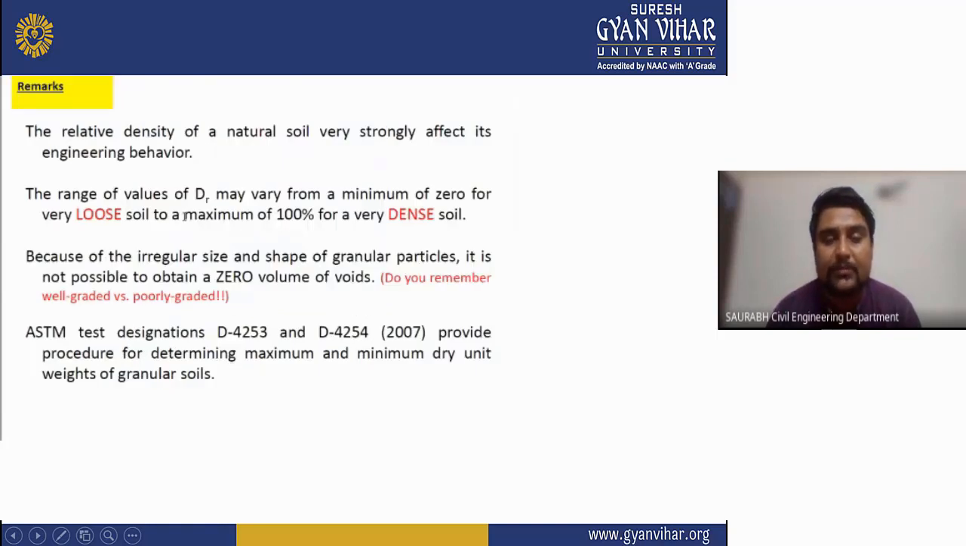There are some remarks which you need to know. The relative density of natural soil has a very strong effect on engineering behavior. The range of Dr may vary from a minimum of 0 for loose soil to a maximum of 100% for very dense soil. Because of the irregular size and shape of granular particles, it is not possible to obtain zero volume of voids.